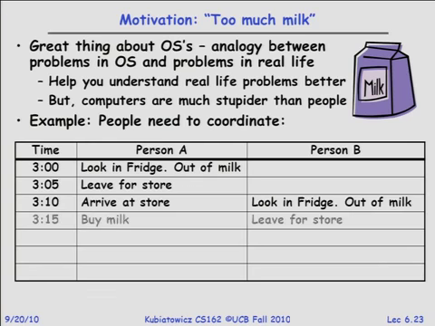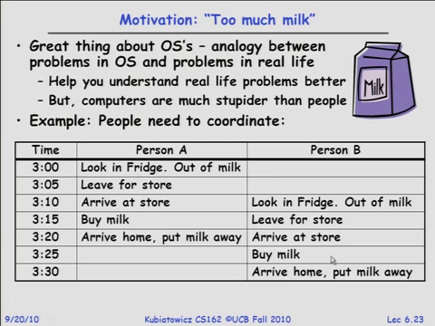Person A goes and buys the milk, arrives home, puts the milk away. B arrives at the store, buys milk, comes home, and now you've got too much milk. Now, there are some assumptions in this, like both of you like to go clockwise to the store and home. And now the question is, can we fix this problem with just loads and stores?